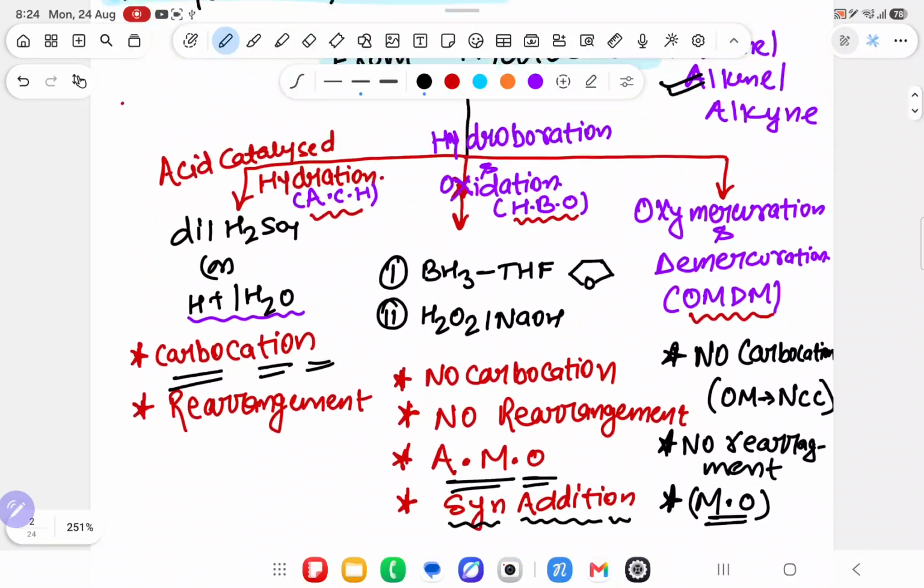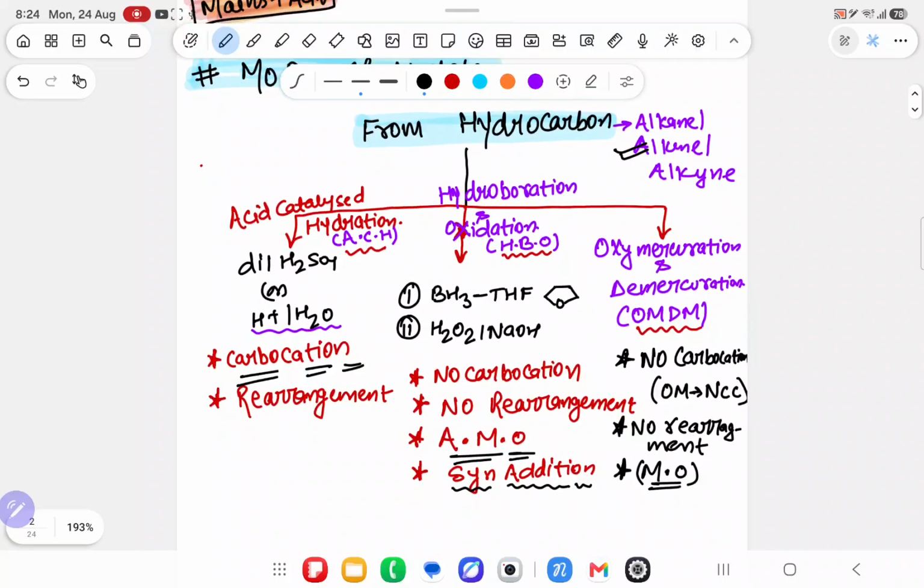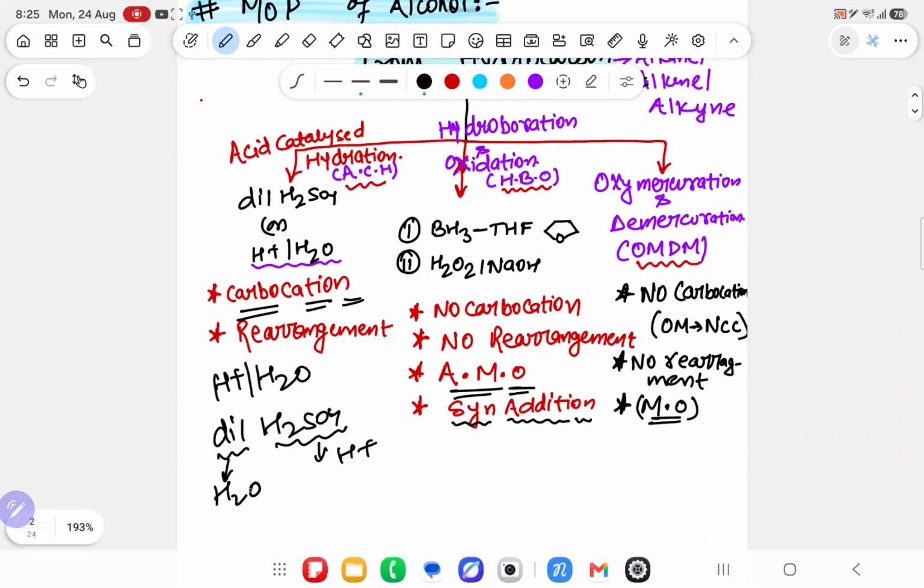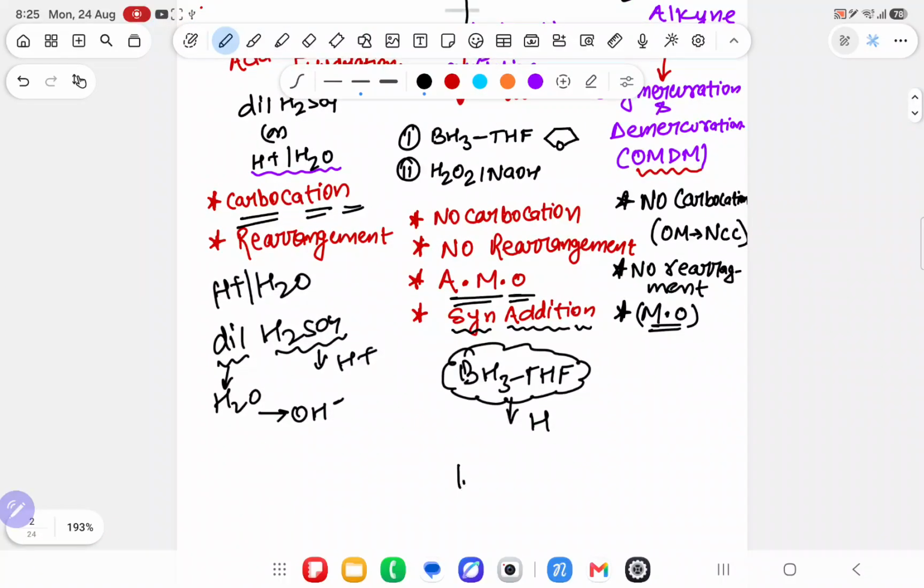Now over here I am writing a flow chart, then after that I will dictate the question also. First of all, in acid catalyzed hydration, what is the reagent you are using? H plus H2O, or dilute H2SO4. So H2SO4 is giving H plus, and dilute means water. Water is giving OH minus. Over here we are using the reagent BH3 THF. BH3 and THF will give H. Then H2O2 in presence of NaOH. This H2O2 will give OH.